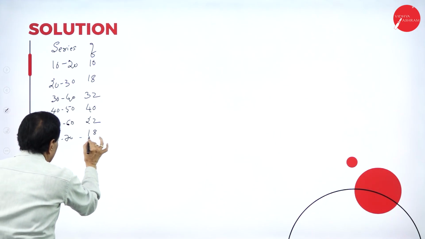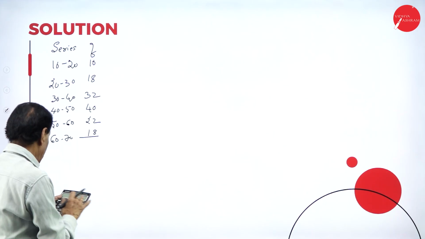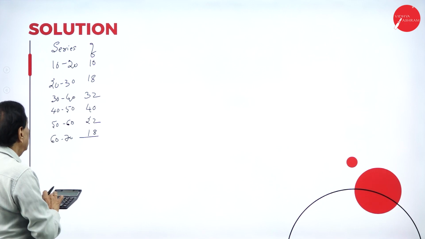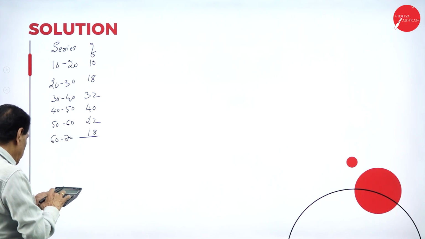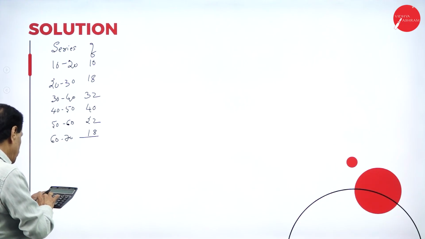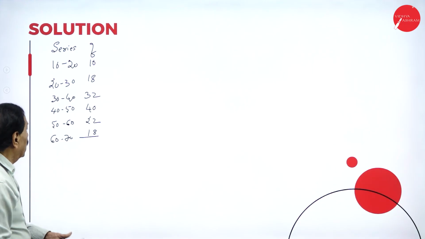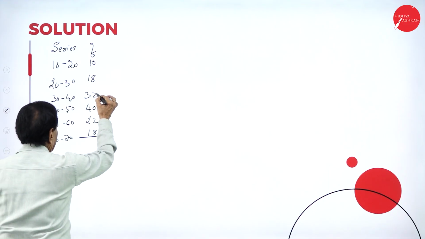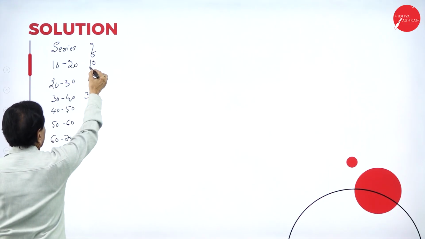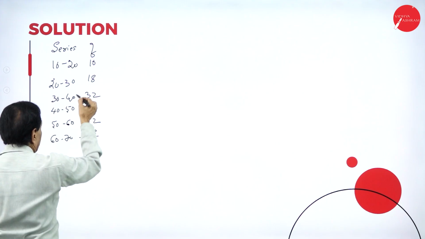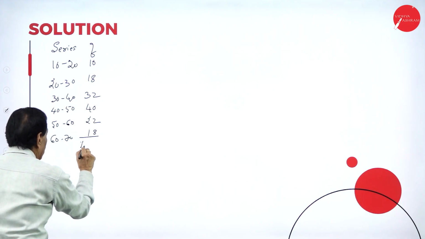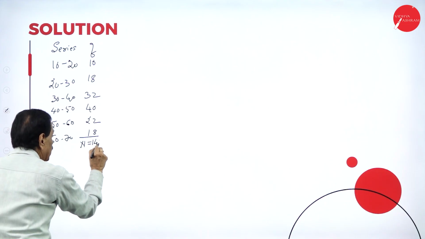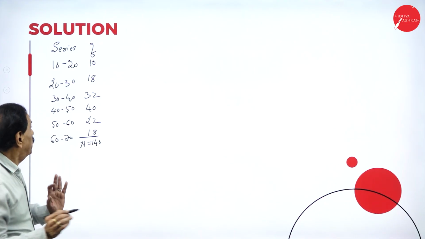What is the first step? Add the frequencies: 10 plus 18 plus 32 plus 40 plus 22 plus 18 gives 140. So n is equal to 140. What is the next step? Find out the mid value.